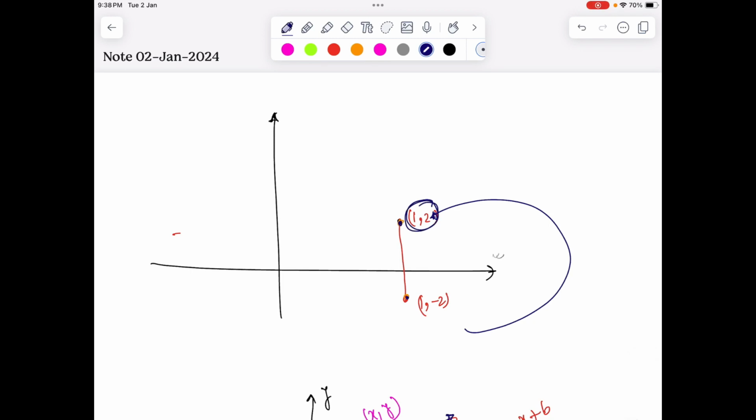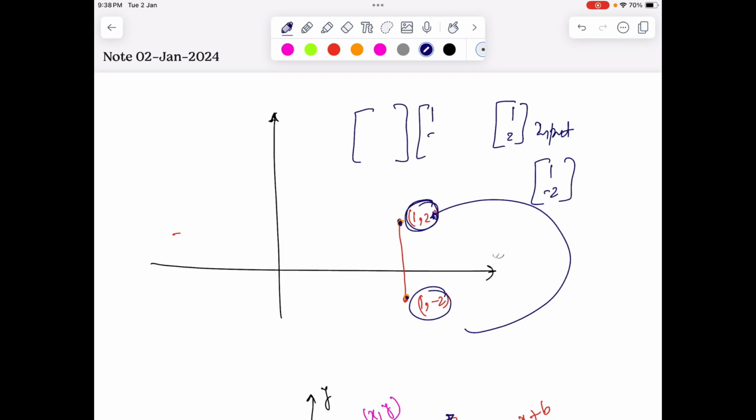Now when I talk about matrices, let's say if you have a point (1, 2), so this is your initial point and we have a final point. Usually we represent the initial point with a column vector (1, 2). So this is your input and your output should be (1, -2).